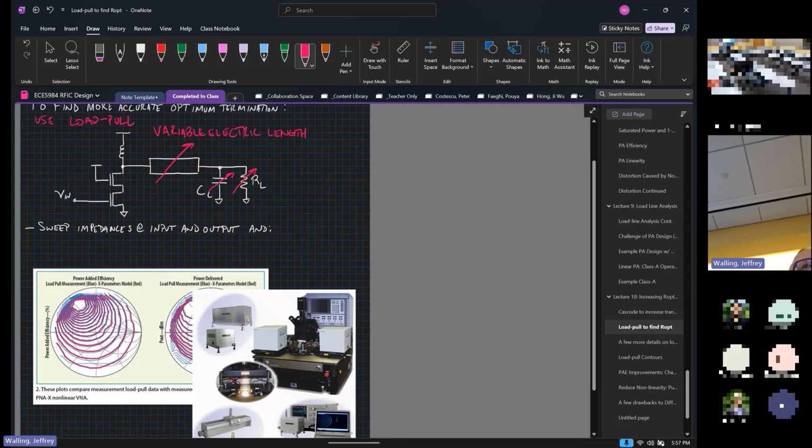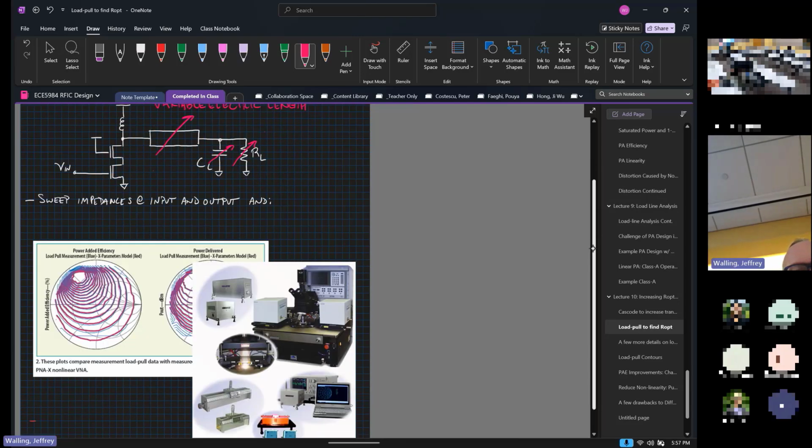What it's going to do is allow me to present every possible combination of impedance to the drain of the transistor as I change the electric length of the transmission line. In other words, I'm going to pull the load impedance across the full range of the Smith chart to determine what the performance of the device can be. Now, what we have in this picture is a load pull setup.